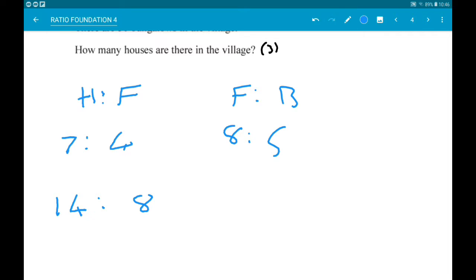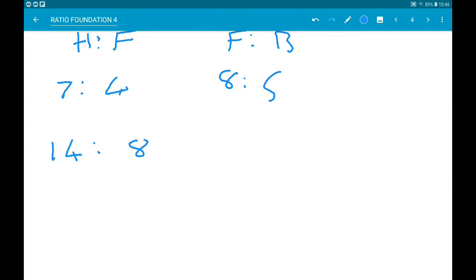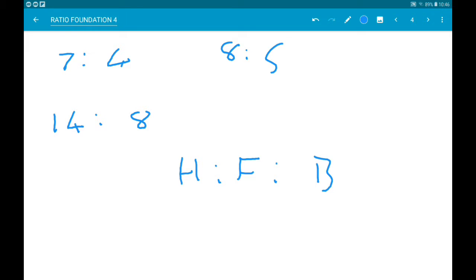So we now know for every 8 flats there are 14 houses and 5 bungalows. So as a single ratio, houses to flats to bungalows, our ratio is 14 to 8 to 5.